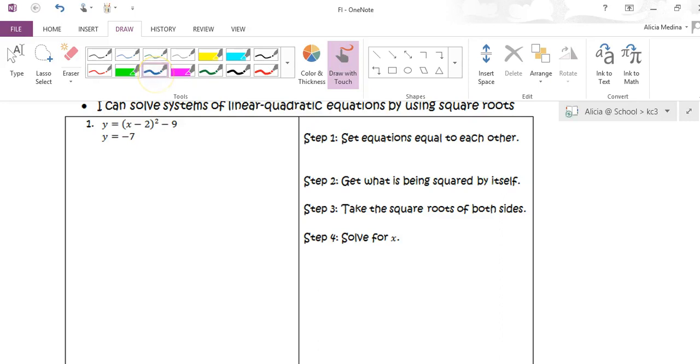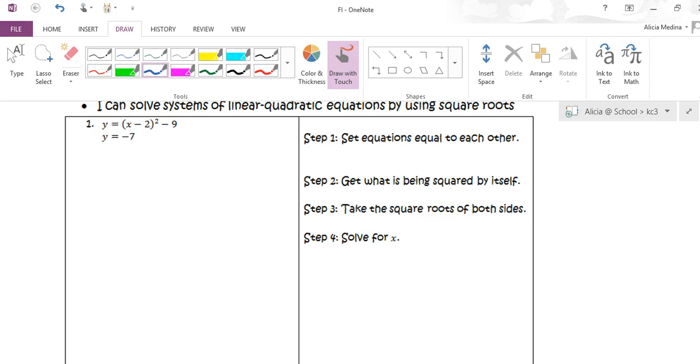Hey guys, in this video we're going to be covering Target 3D.3. Our master learning objective is I can solve systems of linear quadratic equations by using square roots. So kind of similar to what we were doing in the last video, except we're not going to factor or use the quadratic equation. We have to use the square root.